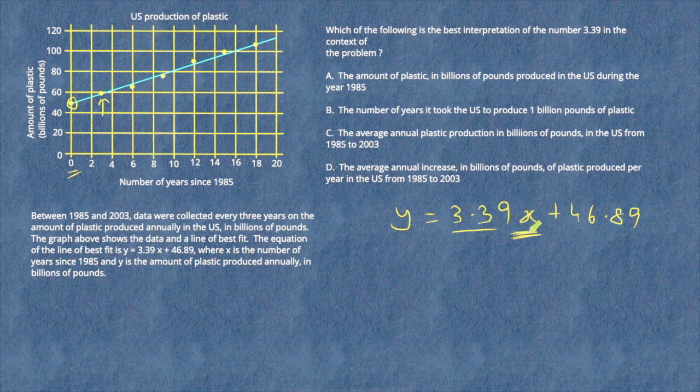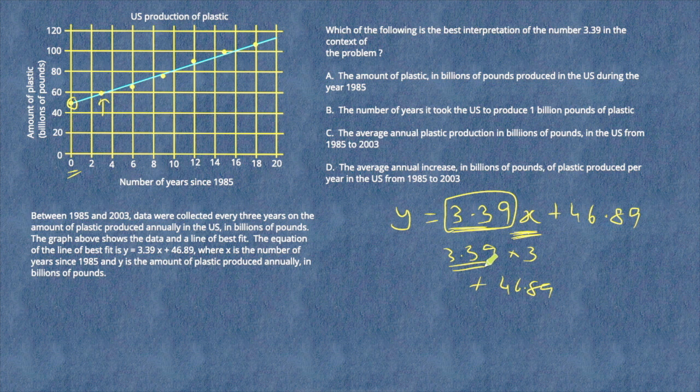So what this 3.39 means is every year you produce this much plastic. So in 3 years you produce 3.39 times 3, and then you add the base, which was for 1985, which is 46.89. So what does this 3.39 mean? It means every year, whatever plastic they produce. Well, let's look at the answer choices and see which one makes more sense.